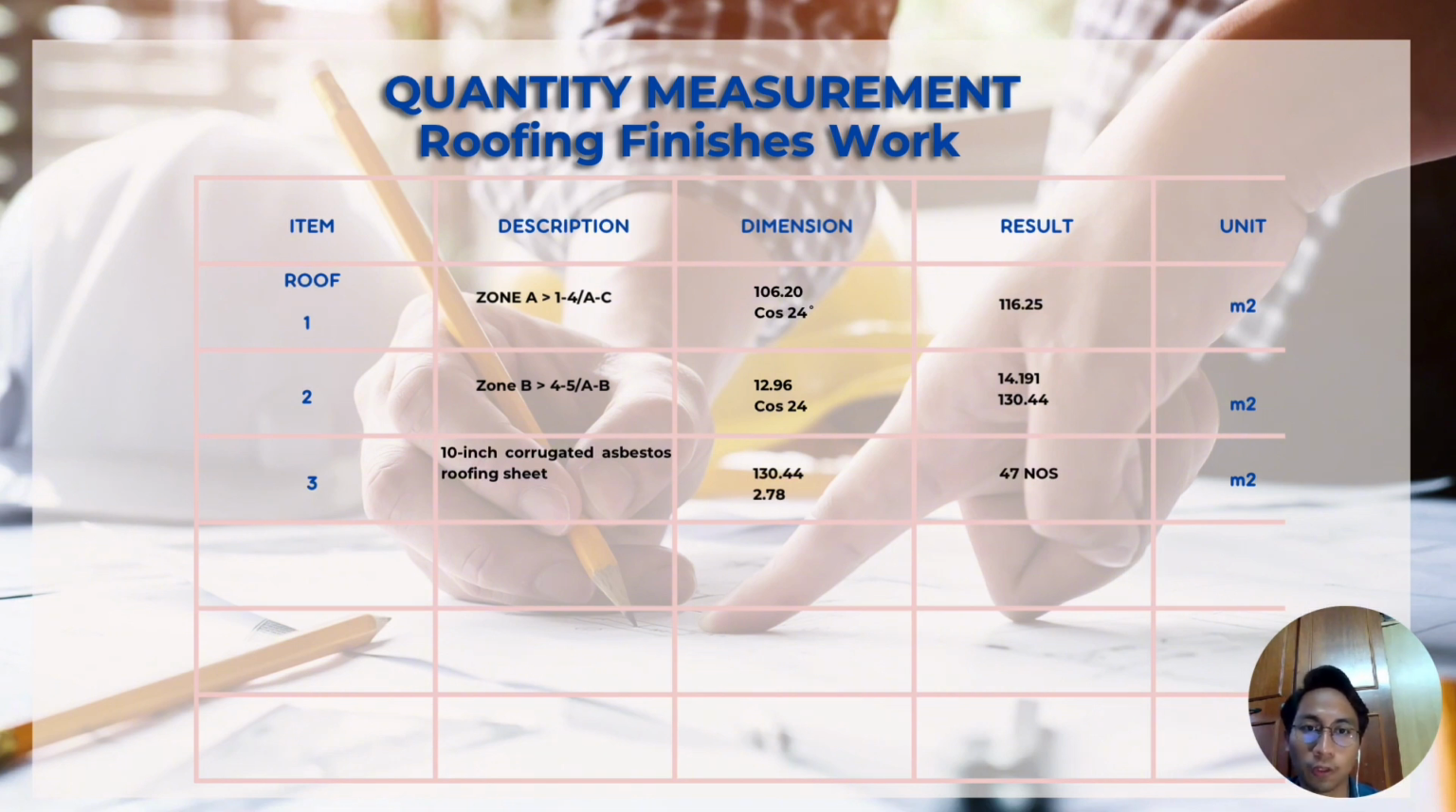12.96 cos 24 degree. So the area of it is 14.191 meter square. So the total of the roofing is 130.44 meter square. The next one is 10 inch corrugated asbestos roofing sheet. The dimension of it is 130.44 divided by 2.78, which is their length. So we got 47 nos for 10 inch corrugated asbestos roofing sheet.